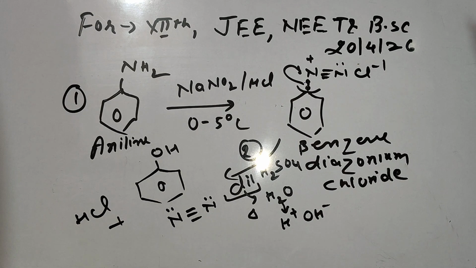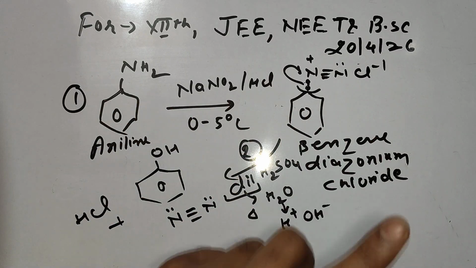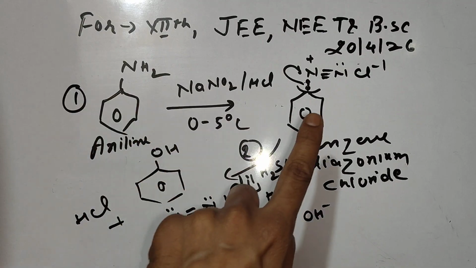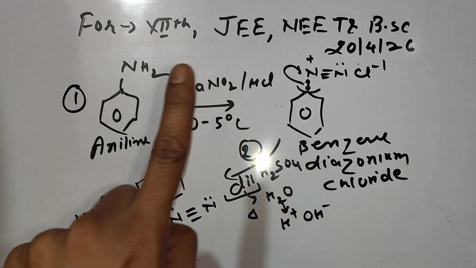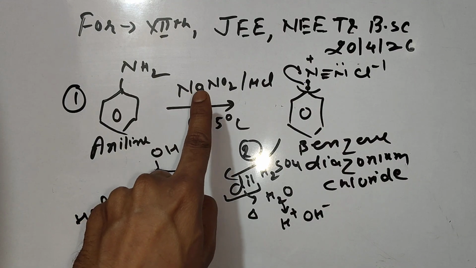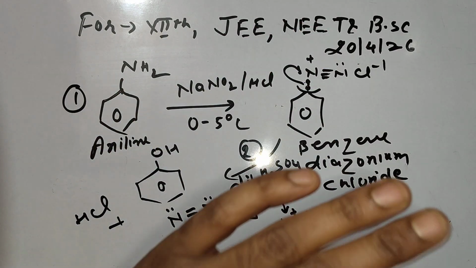Let's go for its mechanism part. Now, if I talk about mechanism, the first step's mechanism I have already discussed with you when I did the Balz-Schiemann reaction, in the chapter of haloalkanes and haloarenes. Please check the making of benzene diazonium chloride from aniline. There I have already explained the role of sodium nitrite and HCl. The whole mechanism is there. Please watch that video.